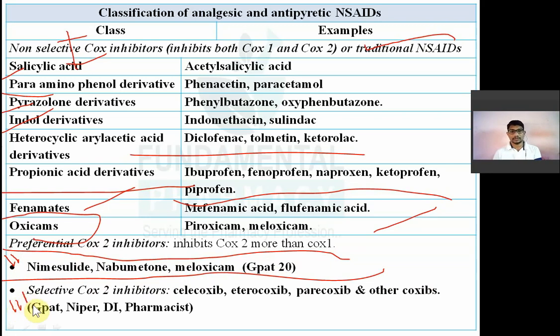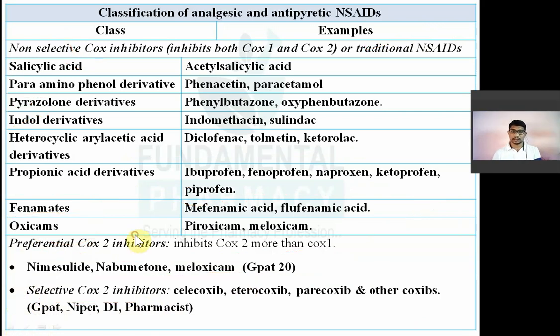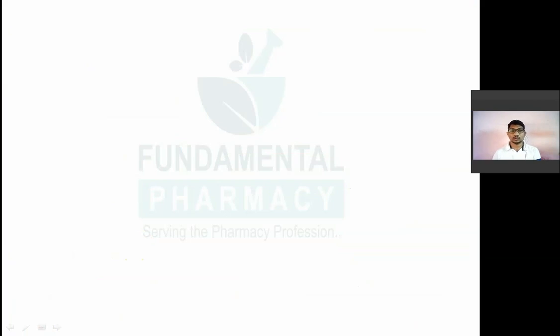Third class will be selective COX-2 inhibitors. Then you have the coxibs: celecoxib, etoricoxib, parecoxib, and others, rofecoxib, valdecoxib. There are a lot of drugs. So this is the classification of your non-steroidal anti-inflammatory drugs. This is the classification of analgesic antipyretics. You have to remember this classification in any condition. There might be at least one, two or three questions from this. There may be a maximum of three questions from this chapter.